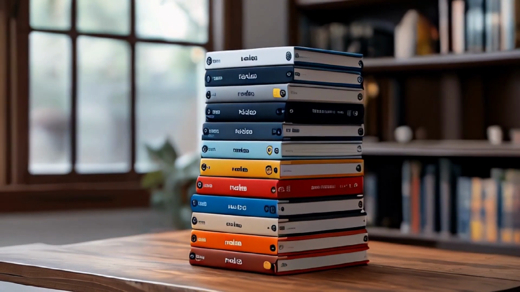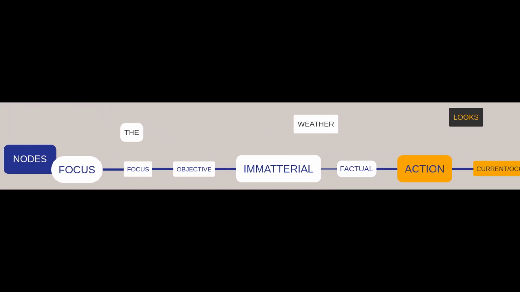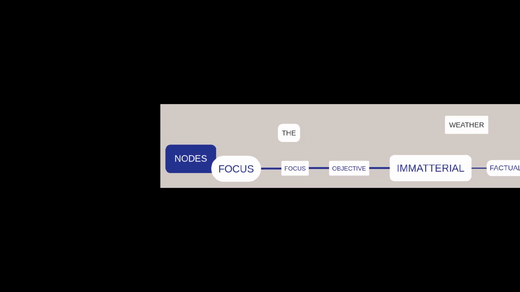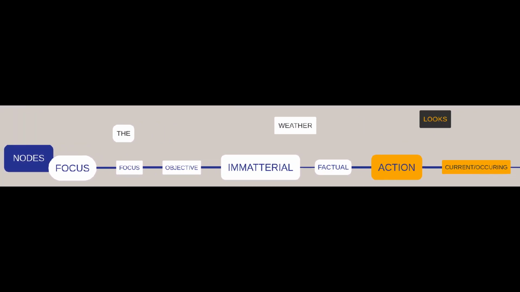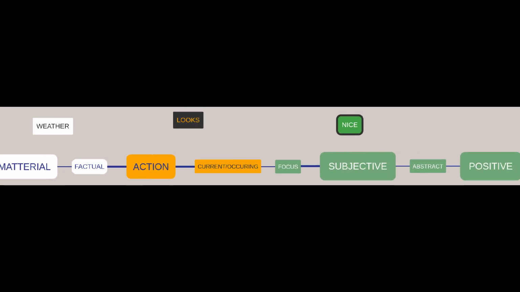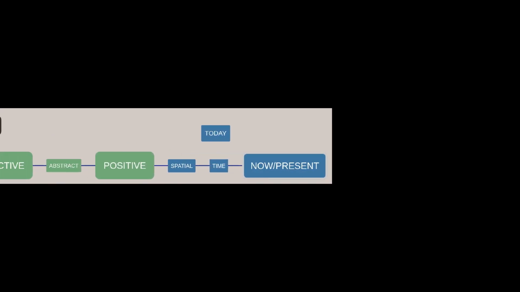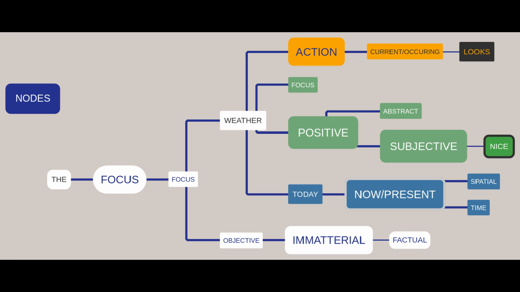By stacking these nodes in order, you get a sequence that represents the deeper meaning of the sentence. Focus. Focus subjective, immaterial, factual. Action current occurring. Focus subjective, abstract, positive. Spatial time current. This tells us that there's a focus on the weather. It's being described positively, and the action of looking nice is happening right now. That's pretty amazing. We can see the whole essence of the sentence laid out in this node stack.